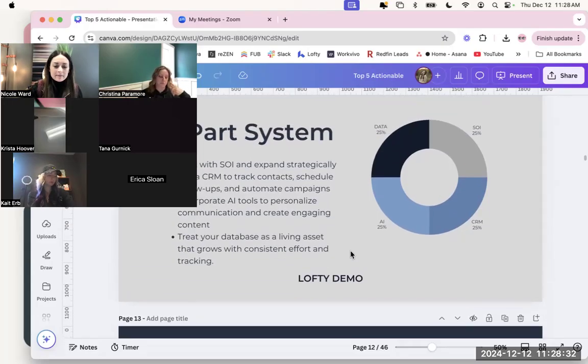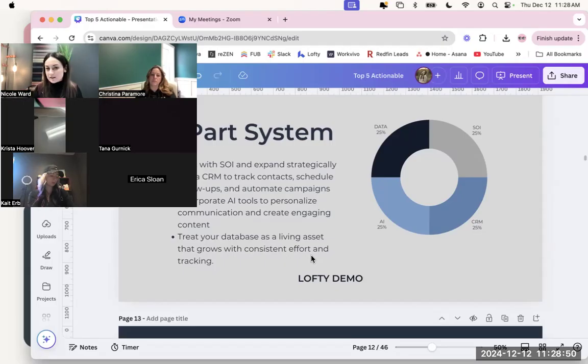AI is going to help you with that. This is the most important part right here. Treat your database as a living asset that grows with consistent effort and tracking. So if we're thinking about a living asset, your database, key to your business, absolutely key to your business.